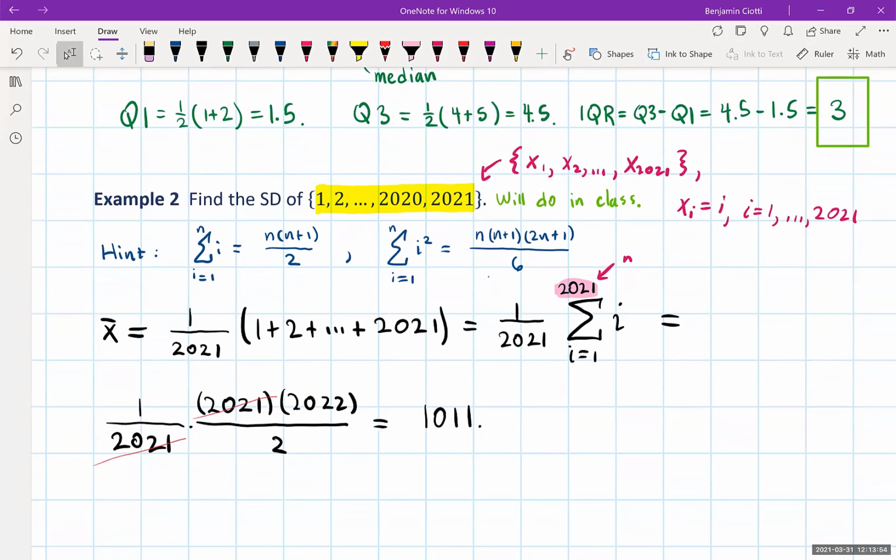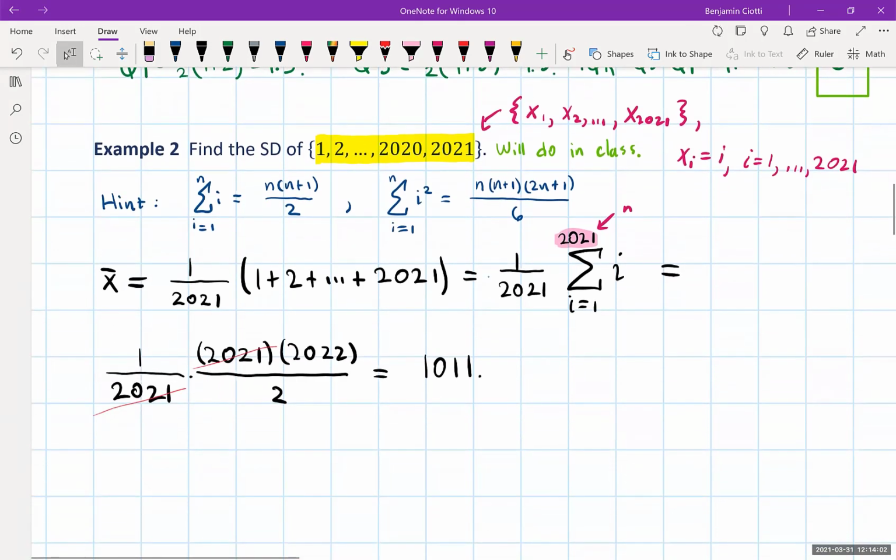Now, a comment: notice that we had a guess for what the mean was, but we now just verified it mathematically. This is going to help on the homework, by the way.